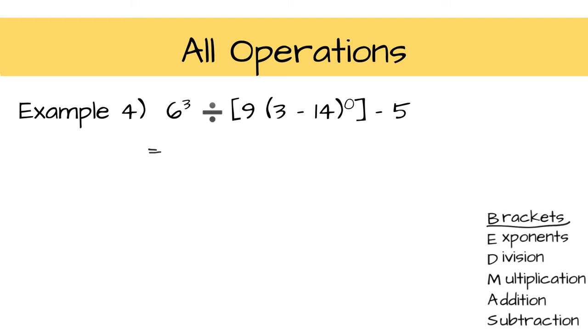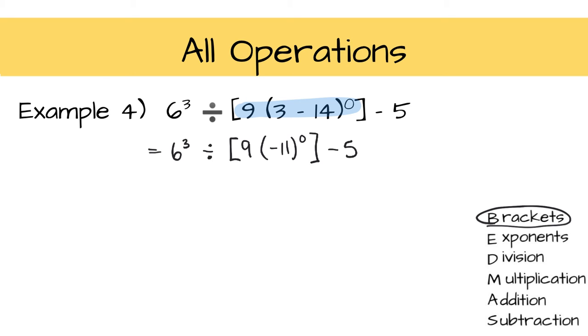Okay, so let's look. First, we're going to start with our brackets. So what's inside here? So we're going to leave 6 cubed alone because we're not looking at that yet. Divided by. Inside our brackets, we have 9. And then we have 3, subtract 14, which gives us a negative 11 with an exponent of 0. Subtract 5. Oh, that's interesting. We have an exponent of 0, so that's something that we want to look at, because we know that anything with an exponent of 0 is going to give us 1. So in our next step, we're just going to change that.